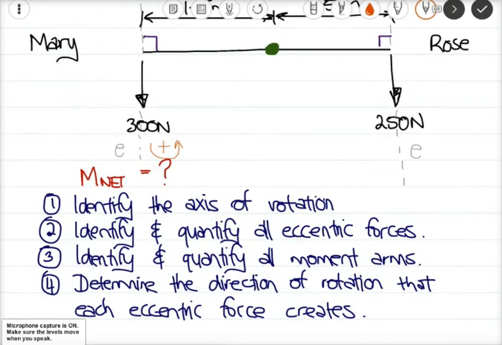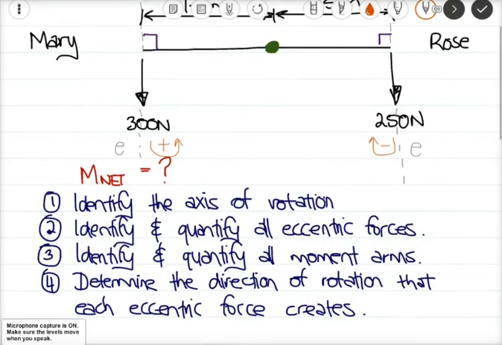In contrast, Rose's weight is still pulling downwards, but it's pulling downwards on the other side of the fulcrum. So it's going to make the seesaw want to rotate clockwise. So both forces are pulling downwards, but because they're on opposite sides of the fulcrum, they're going to create a moment in opposite directions. So really take into account each situation individually. Don't blanket memorize these. So that's part 4 done.